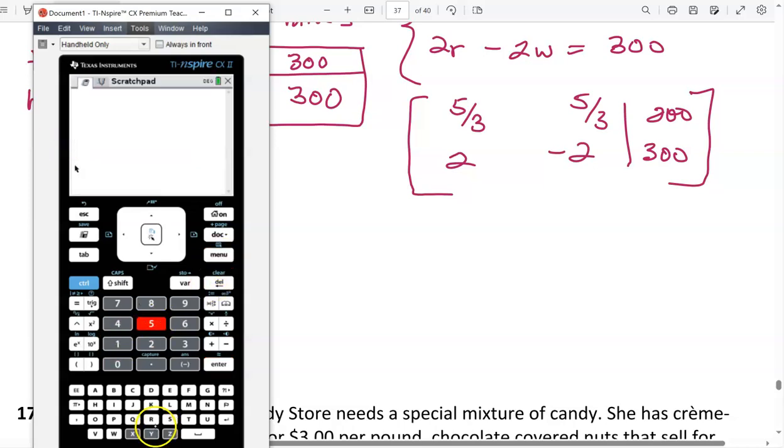So type the letters RREF, open parentheses, menu key to the right of the 9, and we're creating a 2 by 3 matrix. 5/3 is the first element. 5/3 is also the second element, and 200 completes the first row. In the bottom row, 2, negative 2, and 300.